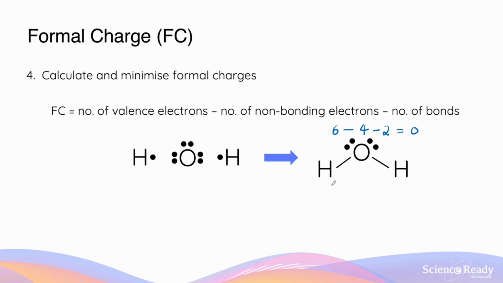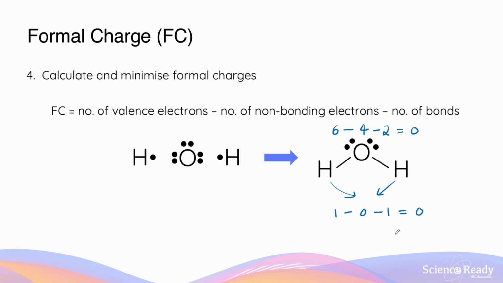We can also do the same for the 2 hydrogen atoms. Hydrogen has 1 valence electron and will minus the non-bonding electrons. But the hydrogen atoms don't have any non-bonding electrons, so minus 0. And for each hydrogen atom, it has 1 single bond, so minus 1. So again, we arrive at a formal charge of 0.